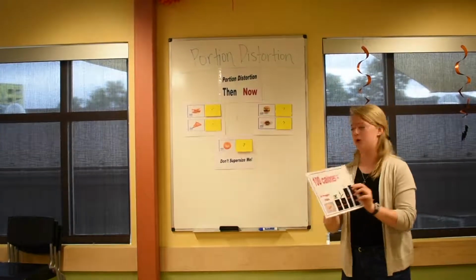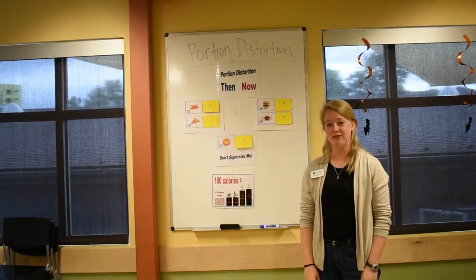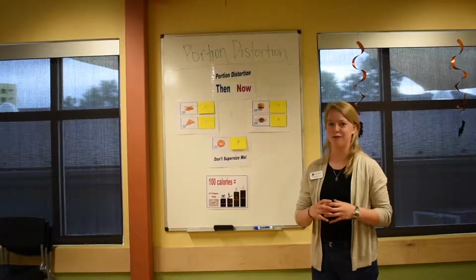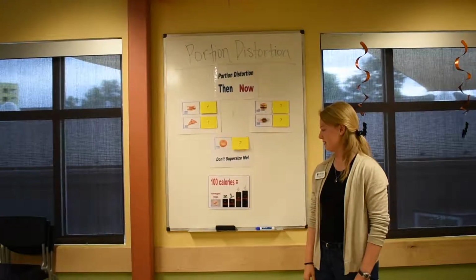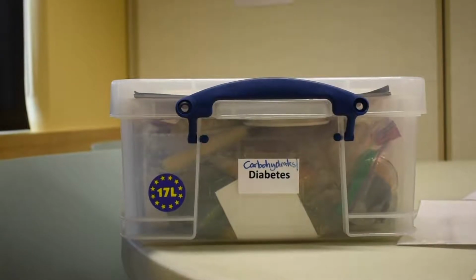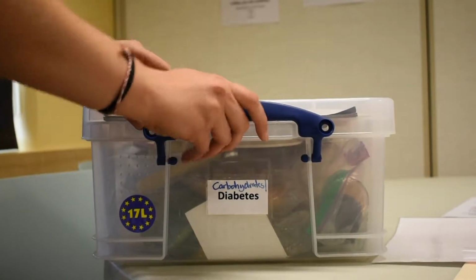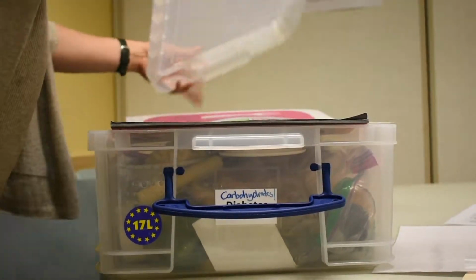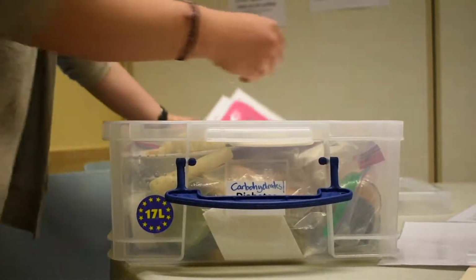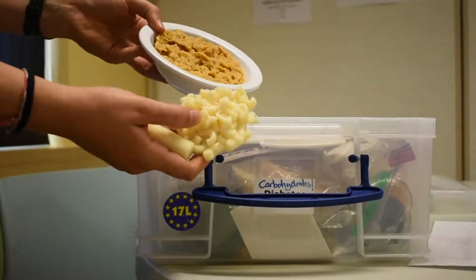Next, you can put this visual on the board to show how much physical activity you would have to do to burn off those extra calories that have come from increasing our portion sizes over the years. This next part will involve the food models, so you need to go into the closet and get out the carbohydrates diabetes kit. This is where the food models live. For this activity, you will just need 3 food models: dry cereal, the noodles, and the cheese stick.